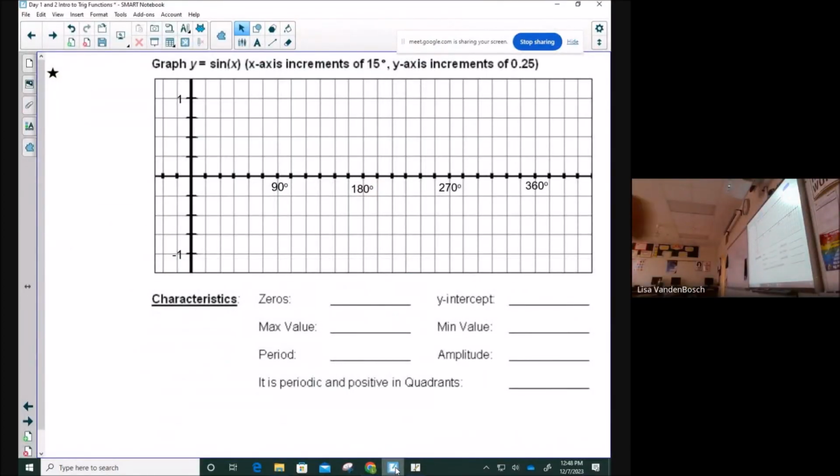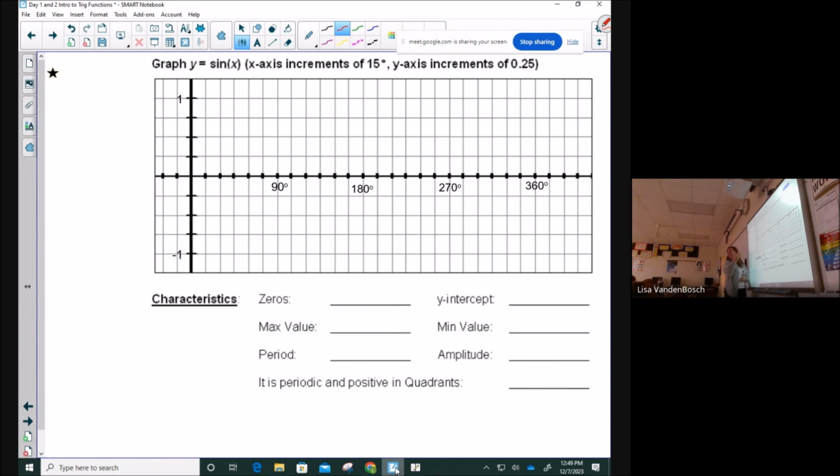Okay, so we are going to grab these waves, and then there are certain characteristics of each wave that you're going to memorize. It is telling us that we are going to use increments of 15 degrees on our x-axis and 0.25 on our y. So 0.25, 0.50, 0.75, 1, and 15, 30, 45, 60, 75, 90.